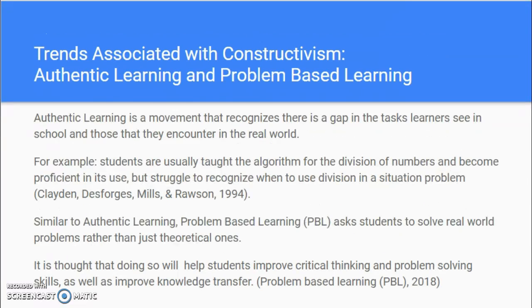2 trends that find their origins within constructivism are authentic learning and problem-based learning. Authentic learning is a movement that recognizes a gap in the tasks learners see in school and those that they encounter in the real world. For example, students are usually taught the algorithm for the division of numbers and become proficient in its use, but struggle to recognize when to use division in a situation problem. Like authentic learning, problem-based learning focuses on learners solving real-world problems. This is all in an effort to improve critical thinking and problem-solving skills in learners.